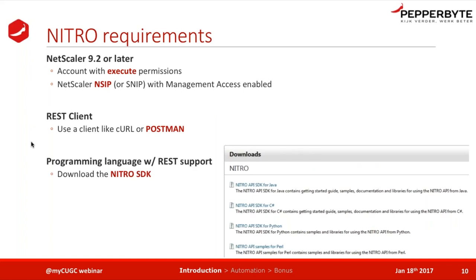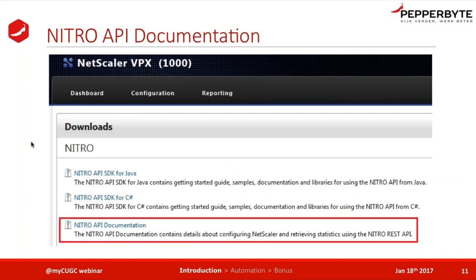But of course, NITRO can also be addressed from a programming language. And to make sure that there are different programming languages that you can use, there are SDK downloads available on your NetScaler that allow you to download the right SDK for C#, Python, and Java. And in my case, I'm using PowerShell, which means I'm using the native Invoke-RestMethod commandlet from PowerShell to directly make the REST API call.